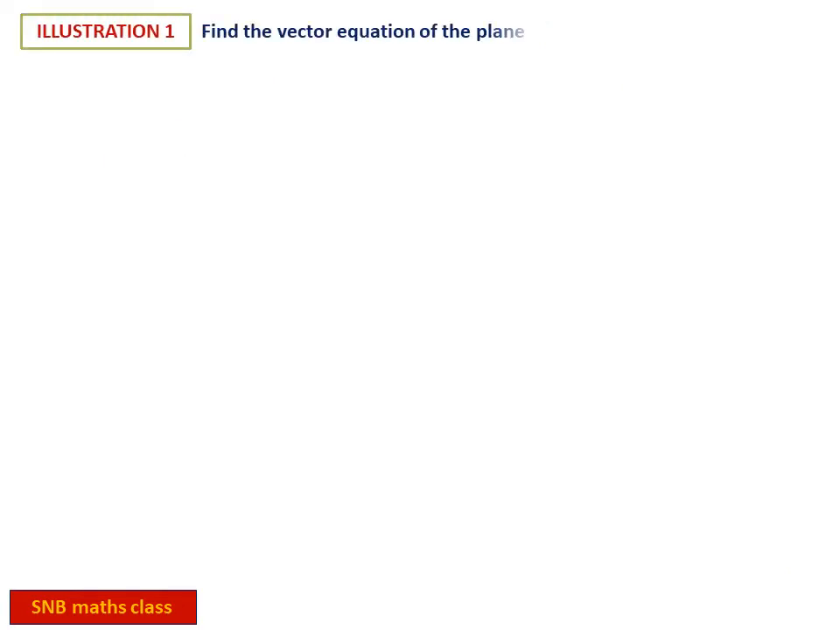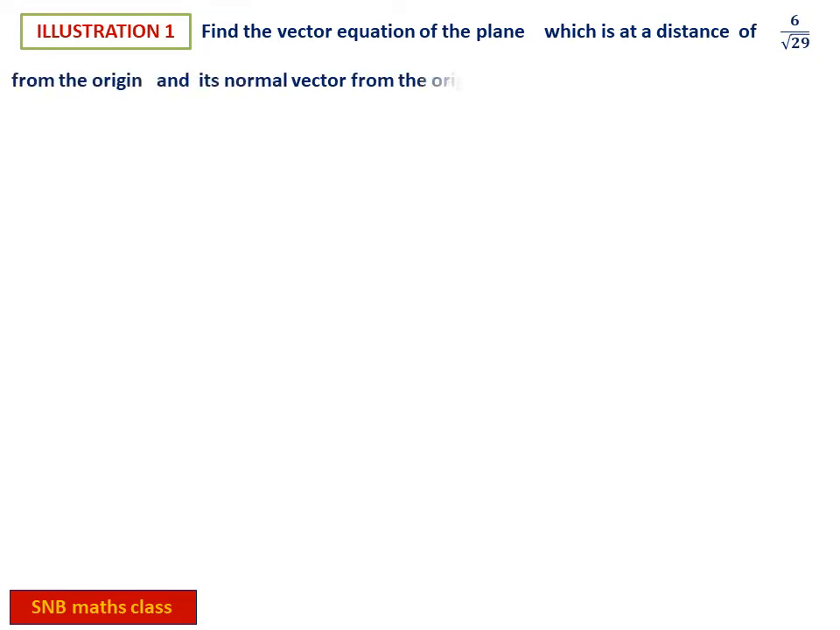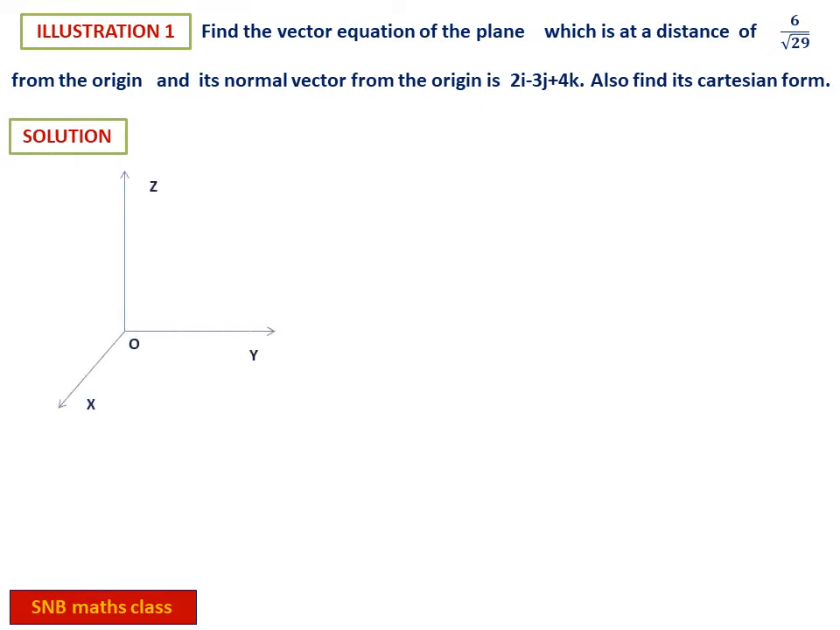Let us take an example. Find the vector equation of the plane which is at a distance of 6 by root 29 from the origin, and its normal vector from the origin is 2i minus 3j plus 4k. Let us try to understand the question first. Also find its Cartesian form. Of course, normally whenever vector form is asked, Cartesian form is also asked. So you should be able to do both.